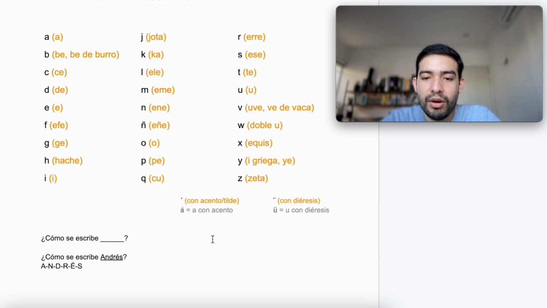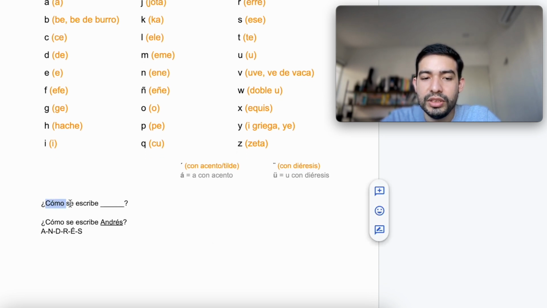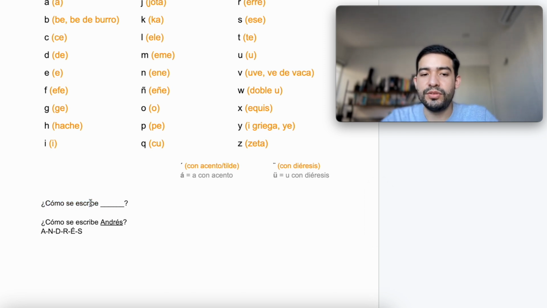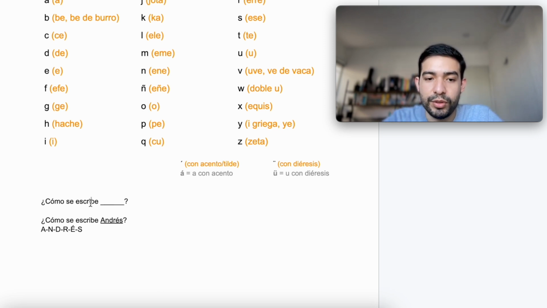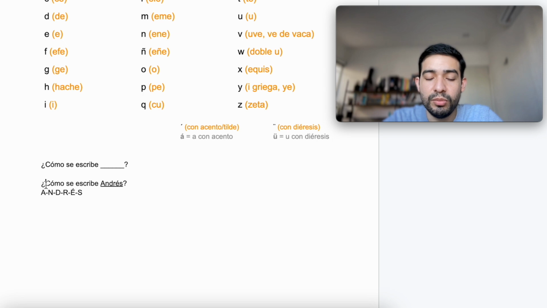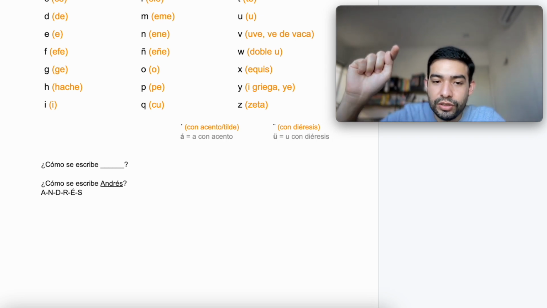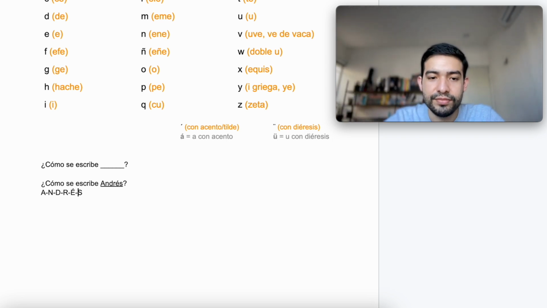Okay, and now a useful question. ¿Cómo se escribe something? That's how is it written and then the word, right? So this is a useful question you can ask when you want someone to write or spell something for you. Let's read this example. ¿Cómo se escribe Andrés? How do you write Andrés? How do you spell Andrés? And the answer would be A, N, D, R, E con acento, S.